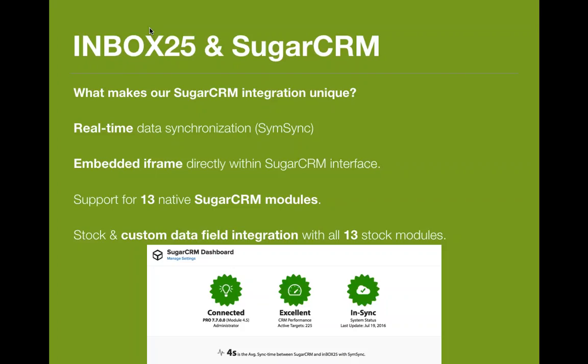INBOX25 does support 13 native SugarCRM modules, dramatically expanding on the core 4 from Sugar, namely your targets, leads, contacts, and accounts. We support all of these secondary modules as well, which generally speaking hold a lot of the critical data points found within your CRM. Points like the calls module or the opportunities module. These hold a lot of data points that would otherwise go missing with other marketing automation platforms.